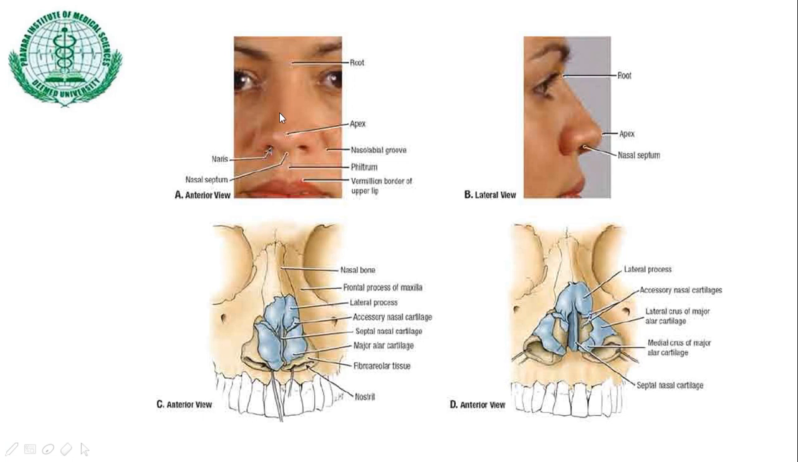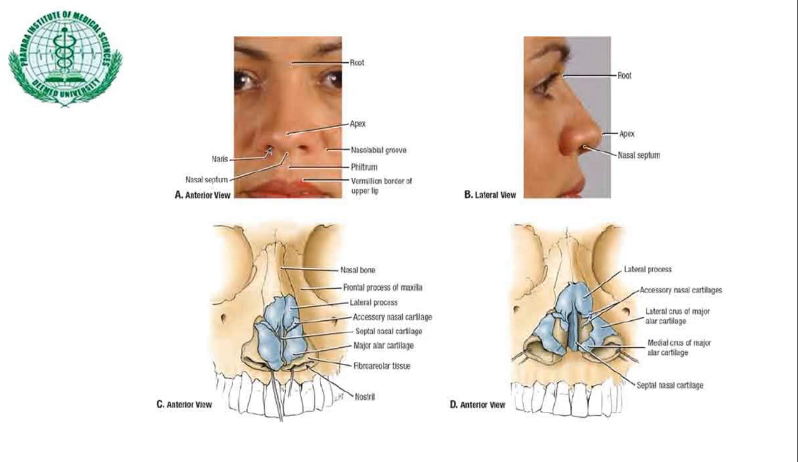When you see the skin, it is loosely attached to the underlying structures and hence it is freely mobile and also thin, while over the apex and the ala it is thicker and more adherent, and large sebaceous glands are also present here. Hypertrophy of the sebaceous glands, giving rise to a lobulated tumor, is known as rhinophyma.